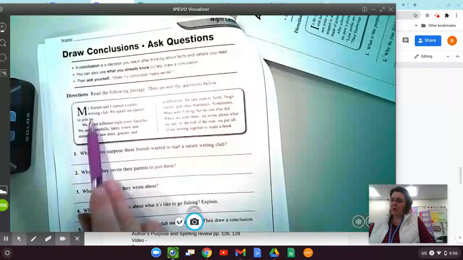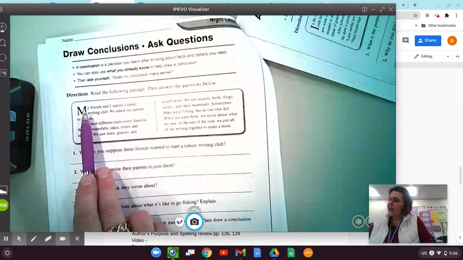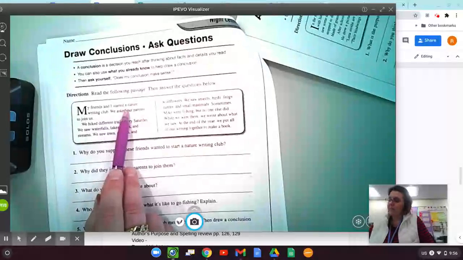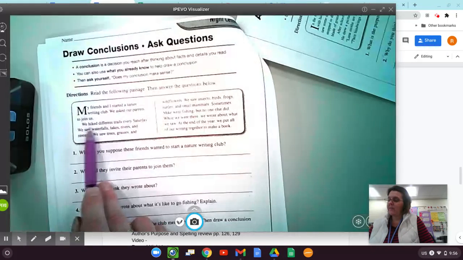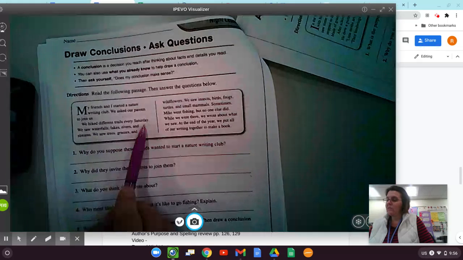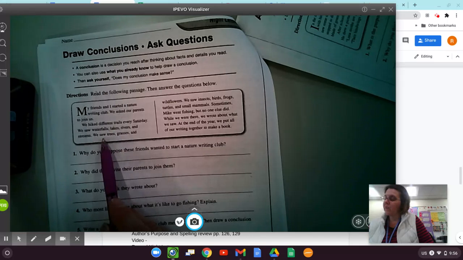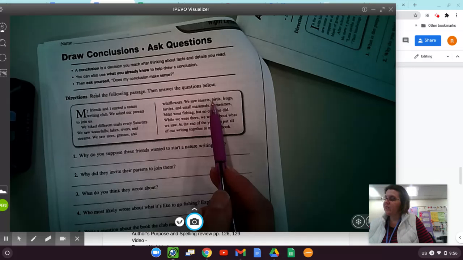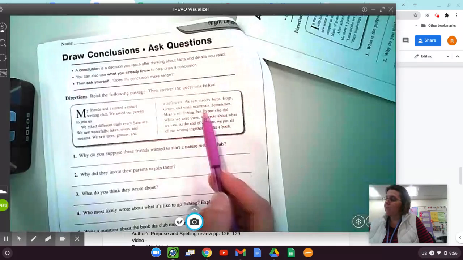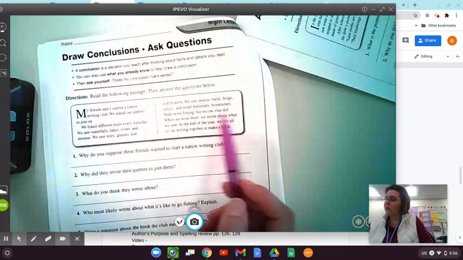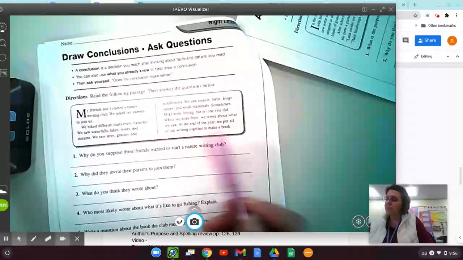Follow along with me. It looks like my screen is flashing, so follow on yours. My friends and I started a nature writing club. We asked our parents to join us. We hiked different trails every Saturday. We saw waterfalls, lakes, rivers, and streams. We saw trees, grasses, and wildflowers. We saw insects, birds, frogs, turtles, and small mammals. Sometimes Mike went fishing, but no one else did. While we were there, we wrote about what we saw. At the end of the year, we put all of our writing together to make a book.